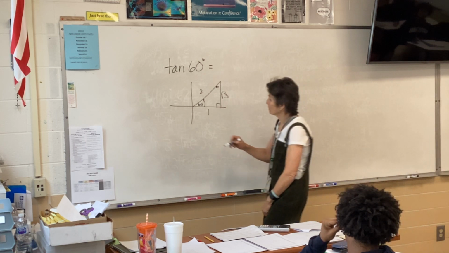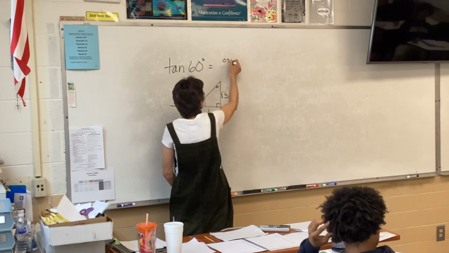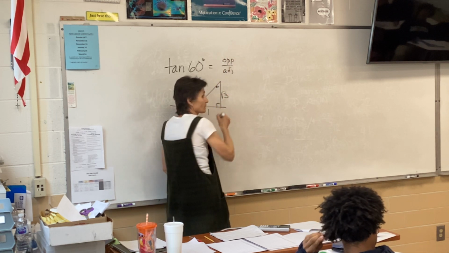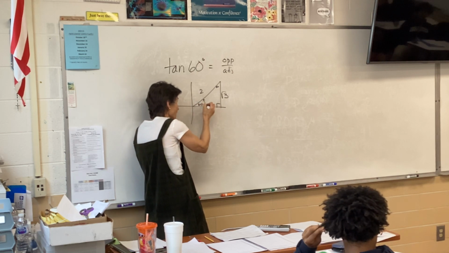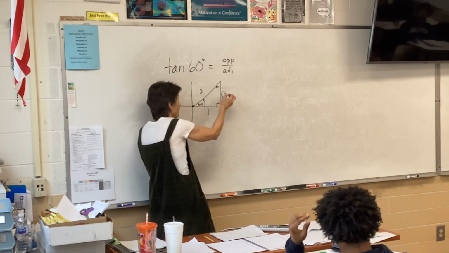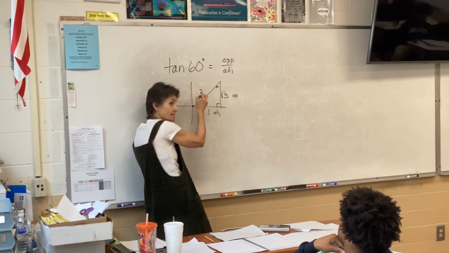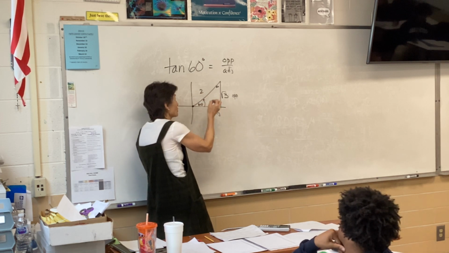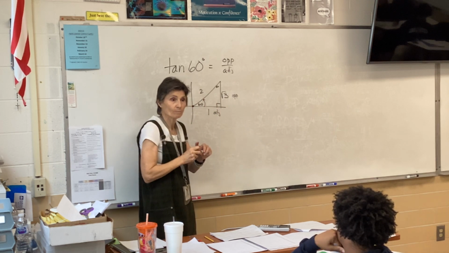Then you got to remember that tangent, TOA, is opposite over adjacent. So in our triangle, this is the angle right here at the origin. That's the angle we always want to look at. The opposite side is over here, and the adjacent side is here, because that's the hypotenuse. So root 3 over 1. So those of you that said root 3, righto. Perfect.